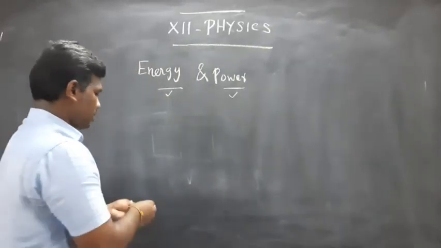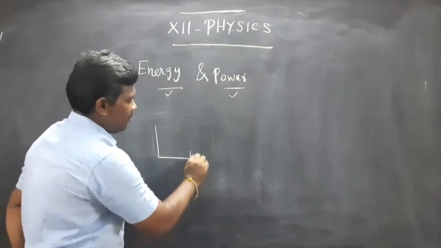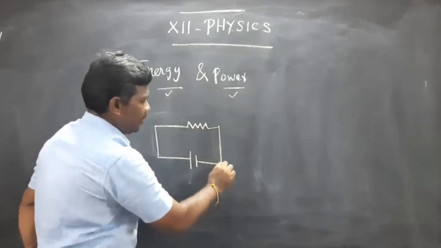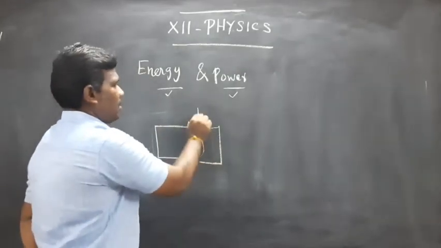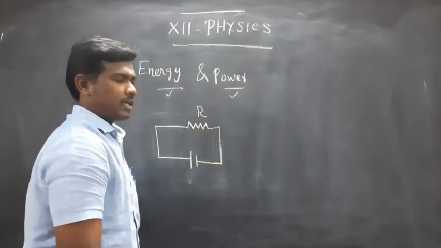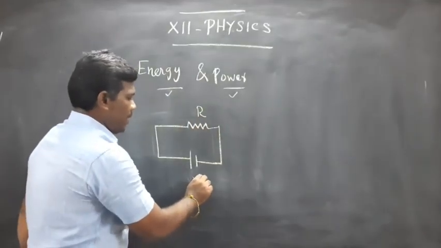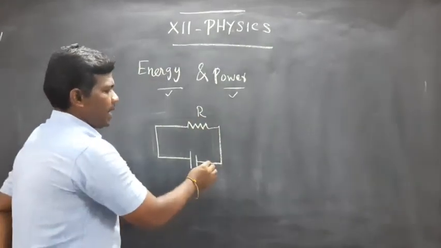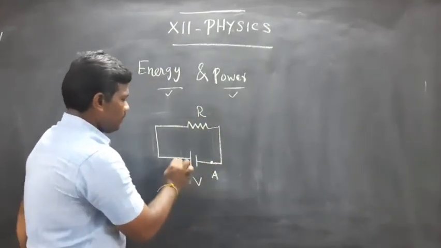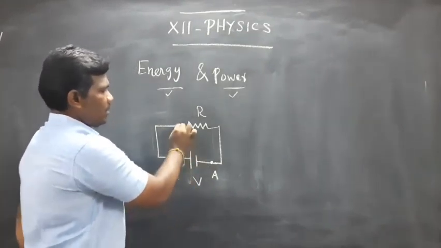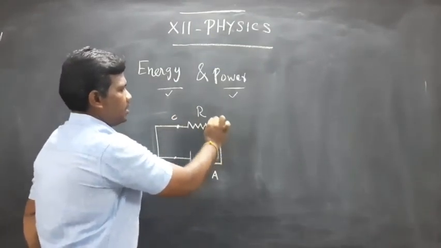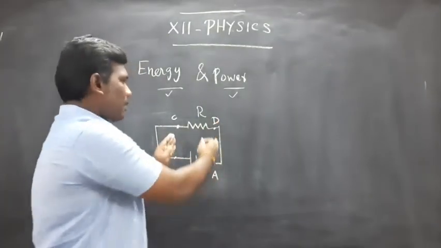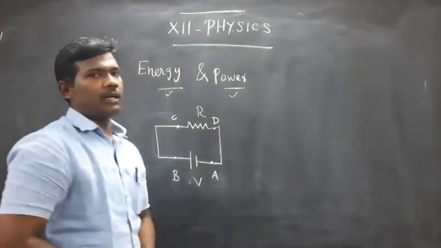Now we consider a circuit with a single battery, and I am connecting one resistor. R is the resistance of the resistor, and the battery supplies the potential difference V. Now I consider four points: A, B, C and D. So I selected two points across the battery and two more points across the resistor.